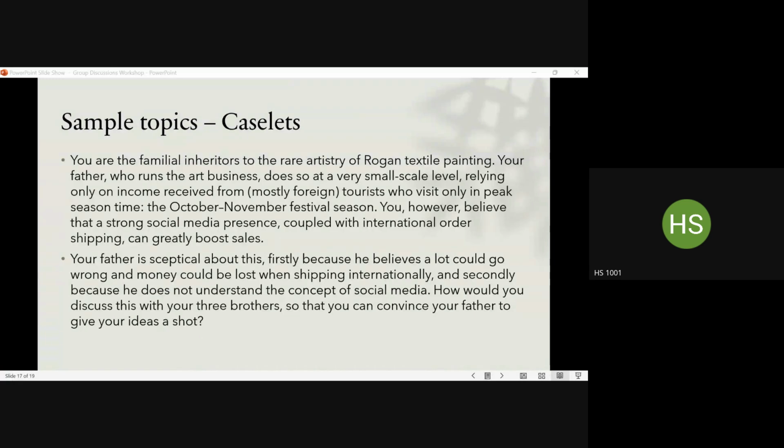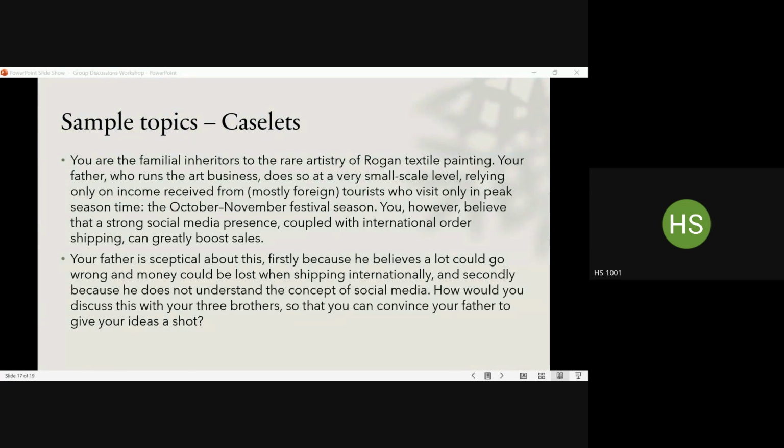Okay. Now let's look at another caselet. Let's look at another caselet here. And here I want you all to participate, okay? I want you to treat this as a group discussion. Offer your own points after we go through the case in detail.